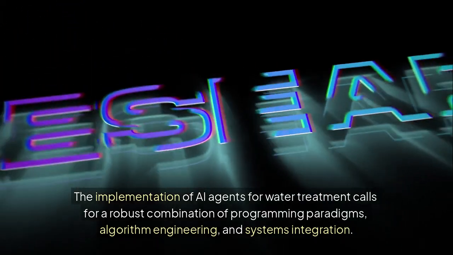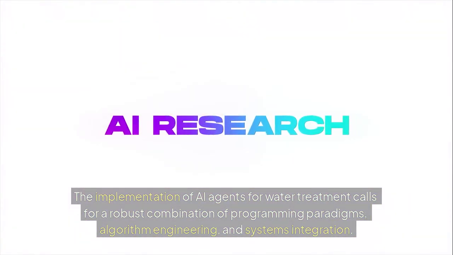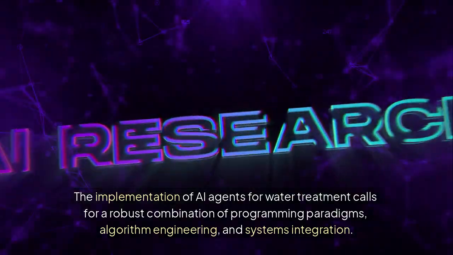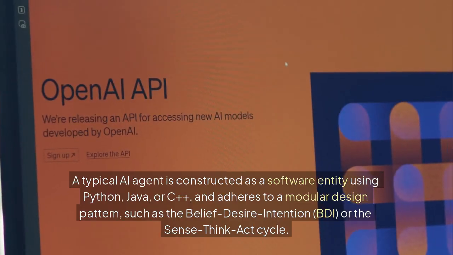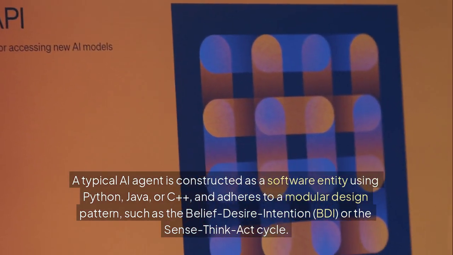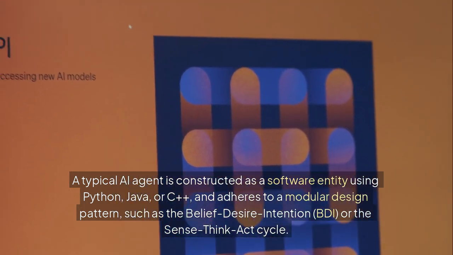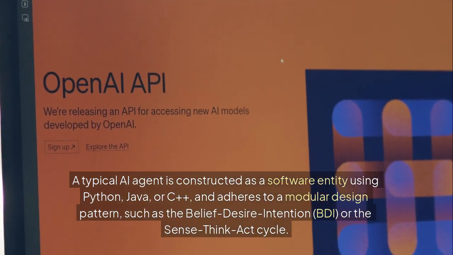The implementation of AI agents for water treatment calls for a robust combination of programming paradigms, algorithm engineering, and systems integration. A typical AI agent is constructed as a software entity using Python, Java, or C++, and adheres to a modular design pattern, such as the Belief Desire Intention, BDI, or the Sense Think Act cycle.